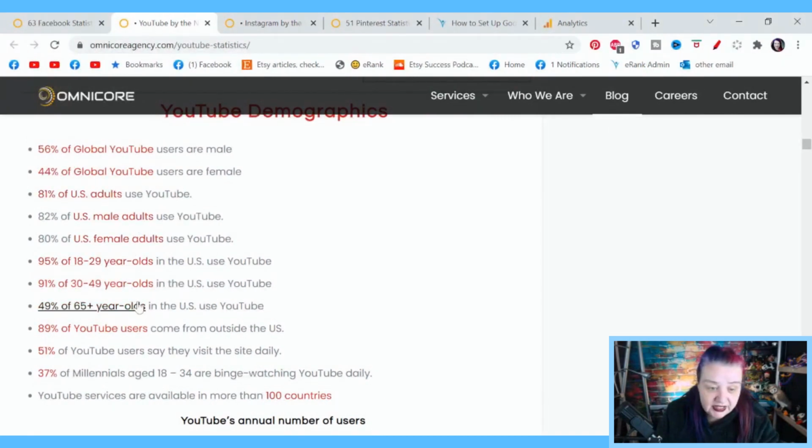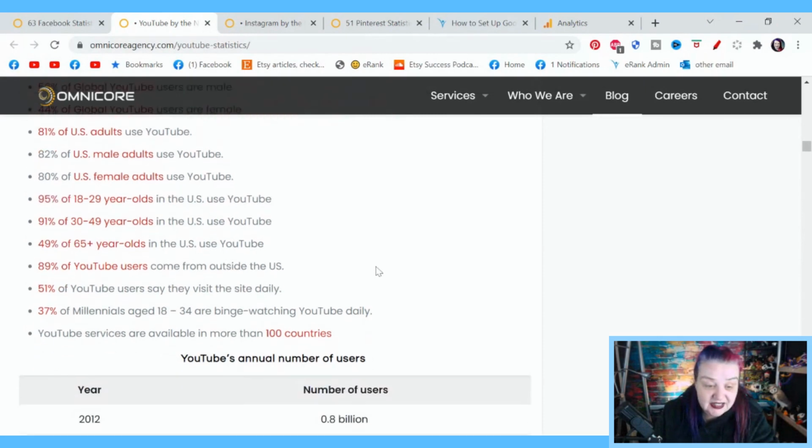Really interesting. And I did not expect this actually. That's really good. 95% of the 18 to 29-year-olds in the US use YouTube. So if you were aiming for a younger group, YouTube might be the place to go. 91% of the 30 to 49-year-olds. So a lot of the younger people up to 65 are tending to use it more, and still half of 65 plus year olds in the US are using YouTube. Fantastic. But it's huge outside the US as well.